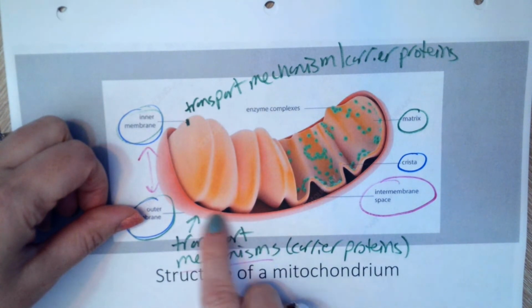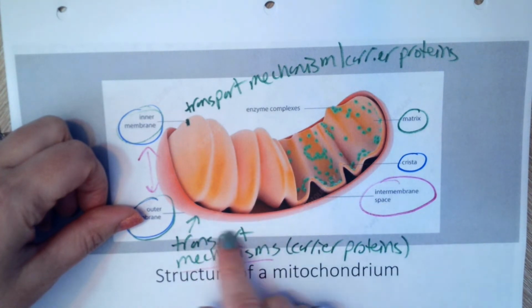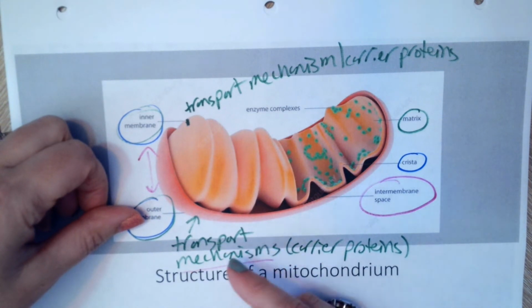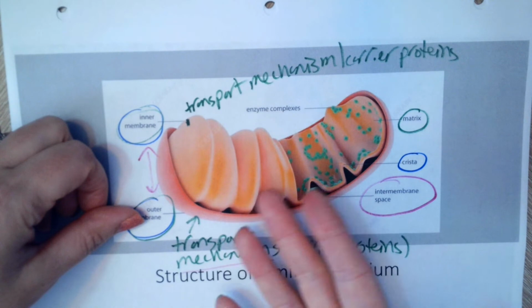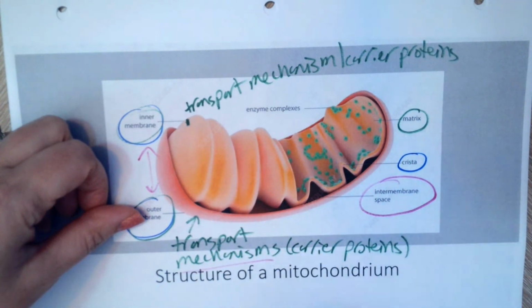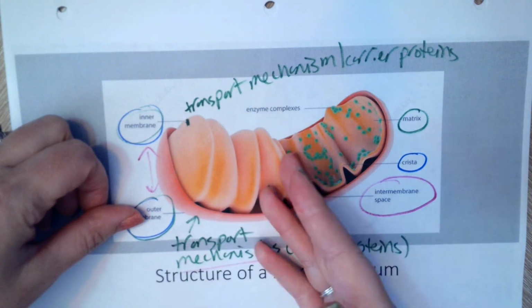If we want to move substances across this membrane, we're going to need to have various transport mechanisms in the form of carrier proteins, just like we have in the regular old cell membrane. There are proteins that carry sodium ions across the cell membrane. And here we'll be looking at carrying things that are important for what the mitochondria is doing.